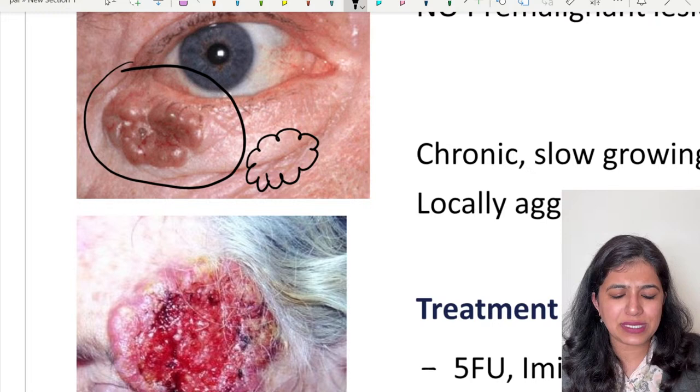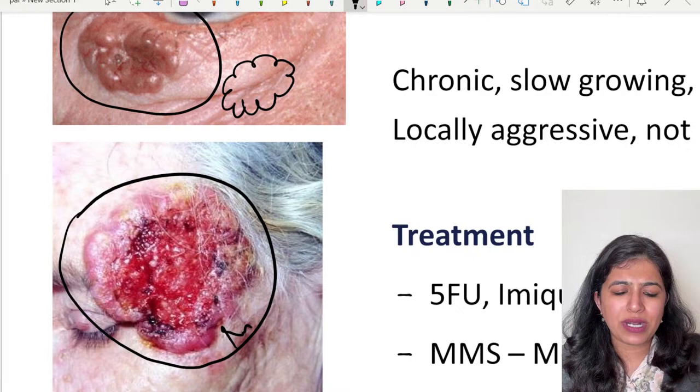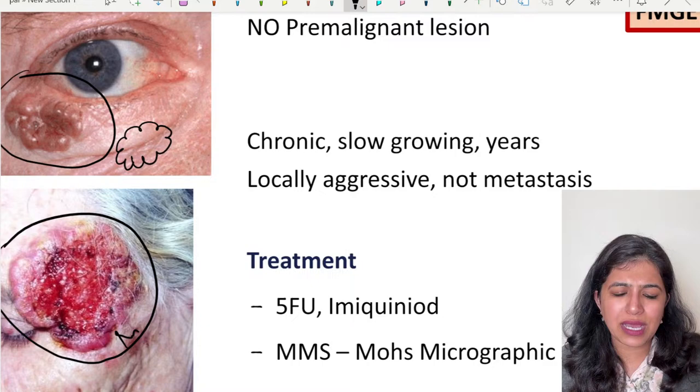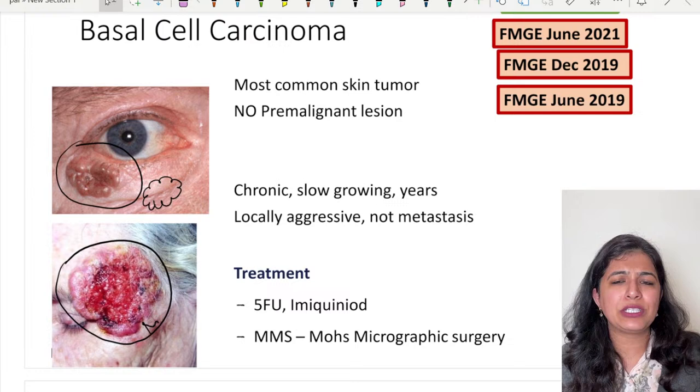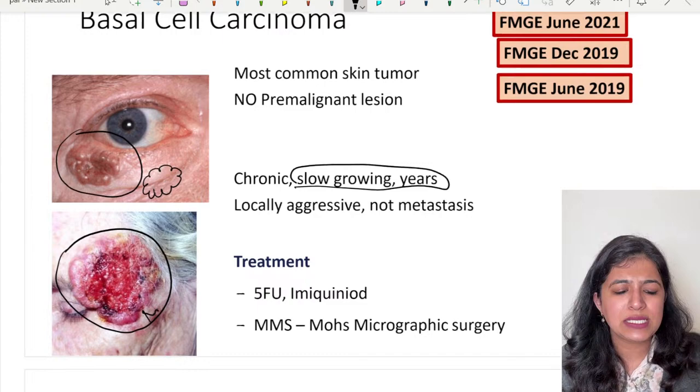Then here you get an ulcerated BCC. You see the ulceration, but you also see the typical rolled up border. This is called a rodent ulcer. Generally, the question will say that the patient is an elderly 70-year-old presenting with a lesion on the nose since the past 2 years. This is a chronic slow-growing malignancy present for many years. It is locally aggressive, does not metastasize.